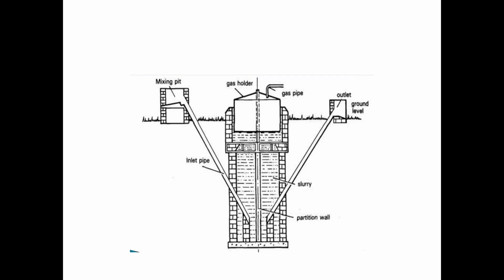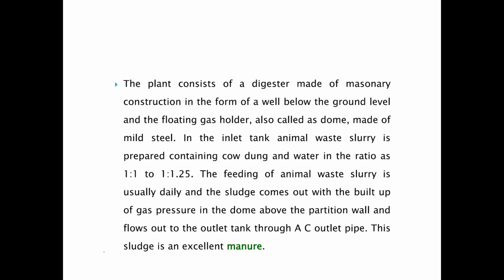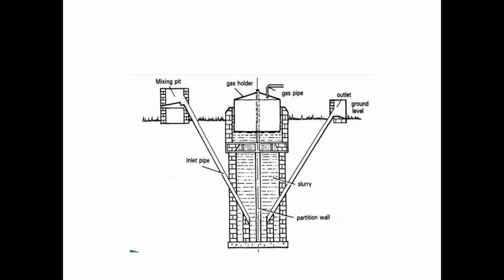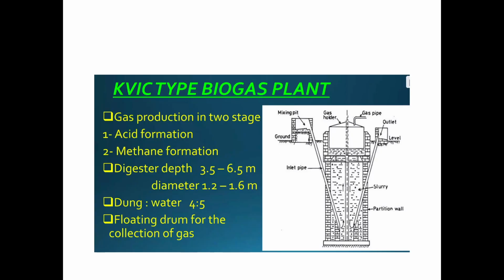You can see the gas holder. I will explain with another diagram. The plant consists of a digester made of masonry, constructed like a well below ground level. The feeding is done and the sludge comes out within the partition wall. You can see the inlet pipe with a partition, the gas pipe, the mixing pit and the digester. Again, it is being explained.